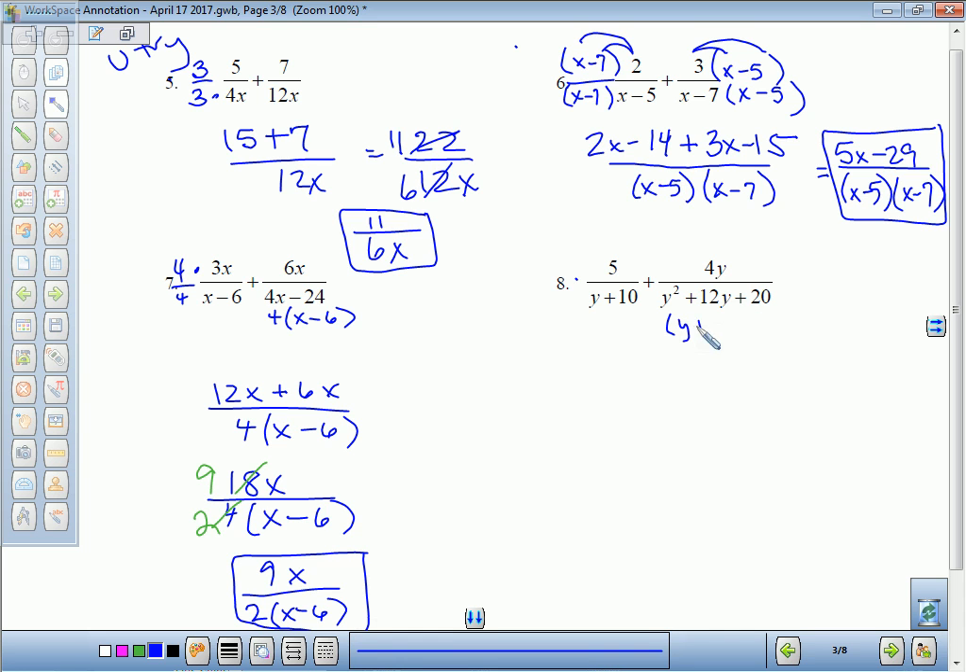All right, number 8. This denominator factors to y plus 10 and y plus 2.